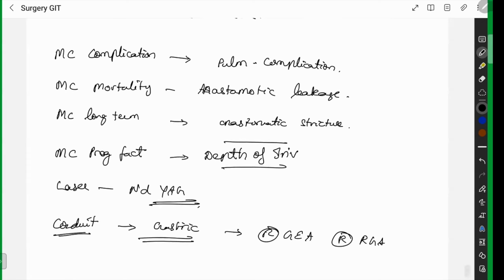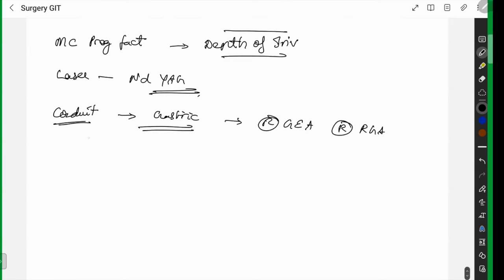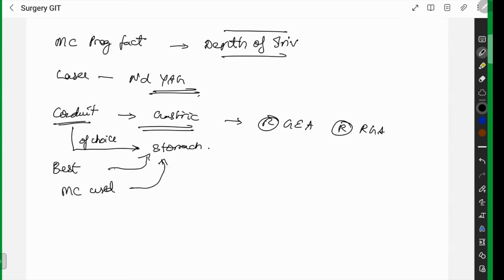So, the conduit of choice in carcinoma esophagus will always be your stomach. If they ask you the best conduit, that is also your stomach. If they ask you the most commonly used conduit, that is also your stomach. Shortest route, if you're going to ask me, it is the posterior mediastinum.